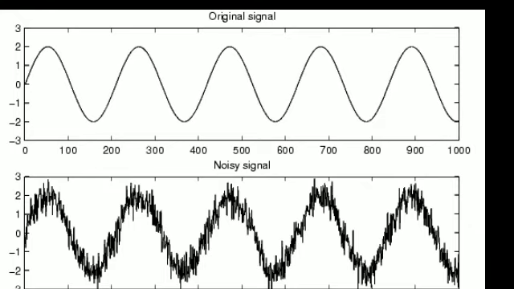The unwanted signal, that is noise, may arise from any part of the communication block diagram, either from the modulator, or from the channel, or from the receiver.